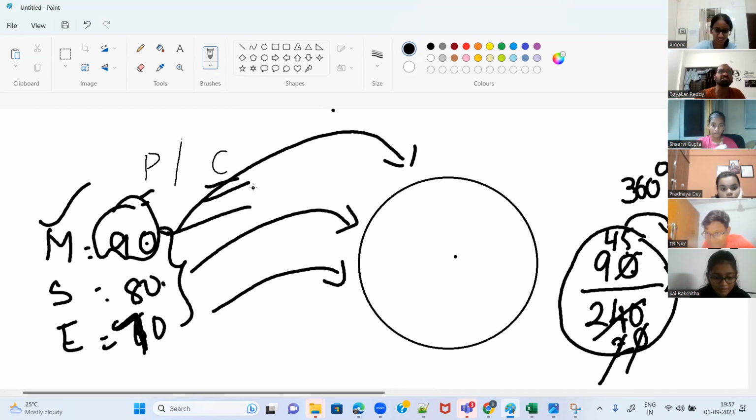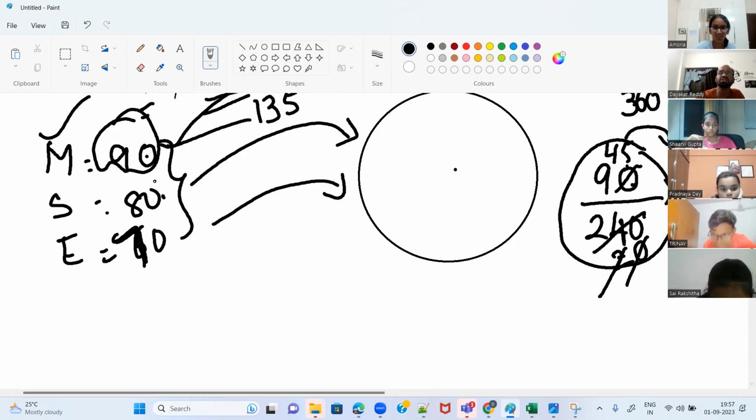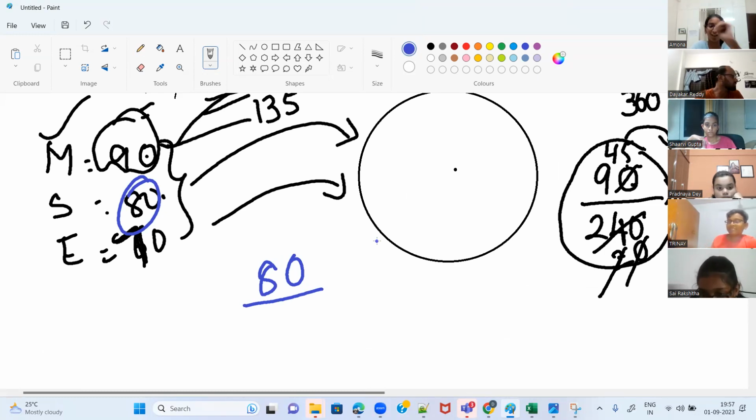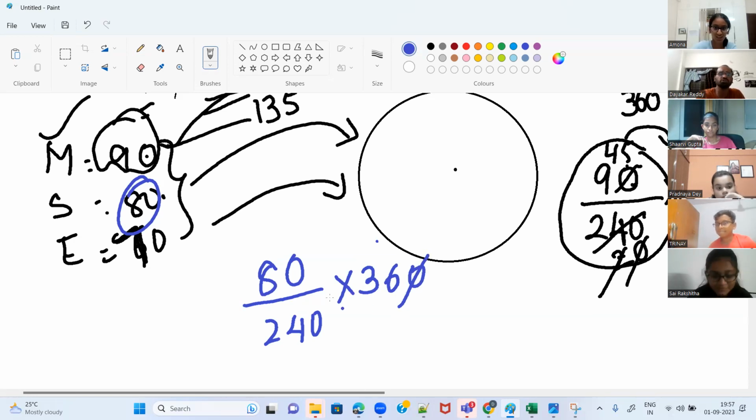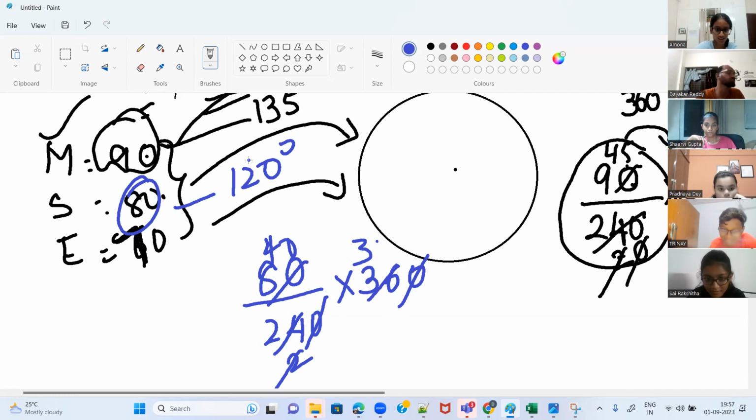Now maths, 90 marks, in terms of degrees is 135 degrees. Similarly for science. How many marks did he get? 80 marks. 80 by 240 into 360. 12 twos, 12 threes, 2 ones are 40. 40 into 3 is 120 degrees. Same way for English. Sir, we don't need it, because we can subtract 360 minus this plus this. But if somewhere you make a mistake in the subtraction, then it will go wrong. Better follow the same approach.